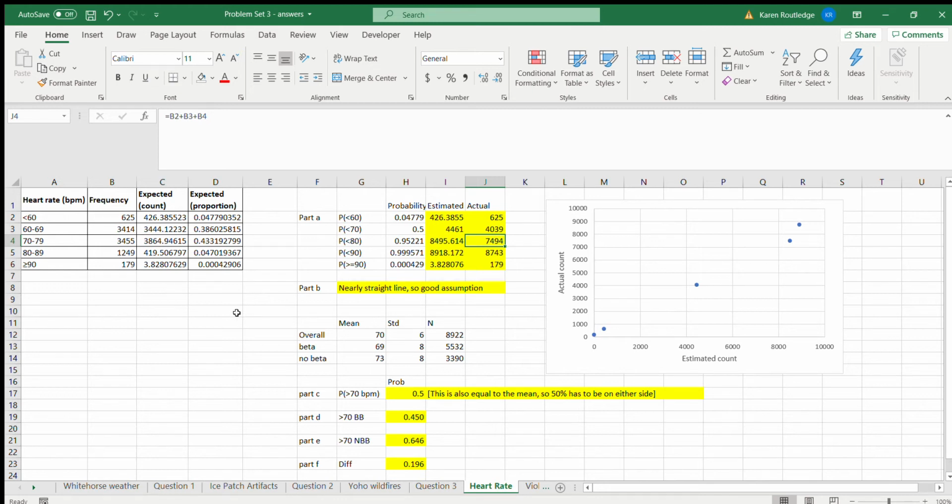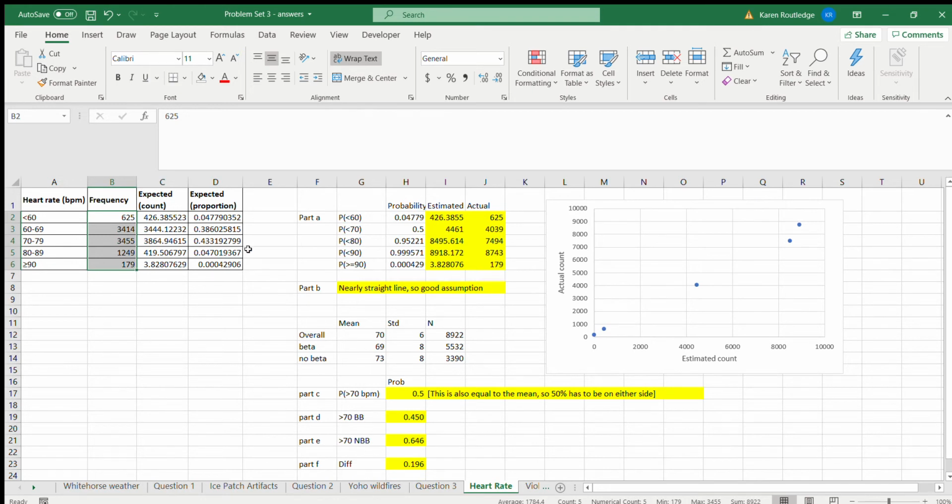There are different ways you could do this. I will show you the way that I ended up doing it. Here we have the given table. So there's our heart rate categories. There's the observed frequencies. We wanted this expected count using the properties of the normal curve.